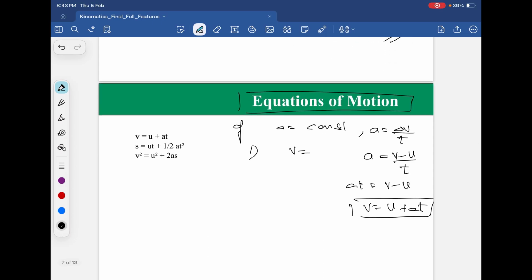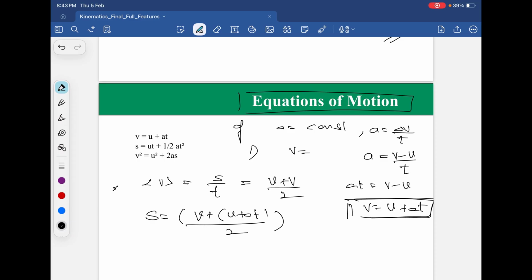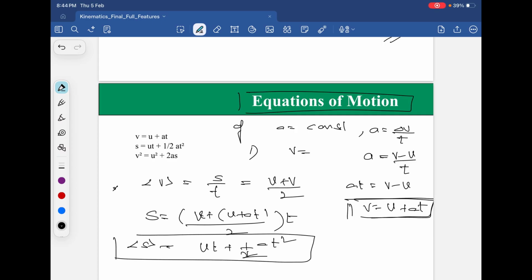This is what acceleration is, and from the definition of acceleration we have found the velocity after t seconds. Similarly, from the average velocity definition, total displacement by total time taken, initial velocity plus final velocity by 2, so s becomes u plus, you can write v as u plus at, divided by 2, into t. So this is u into t plus u into t, that is 2ut by 2, which is equal to ut plus half at into t, which is half at square. So the displacement is given by ut plus half at square, the second equation.